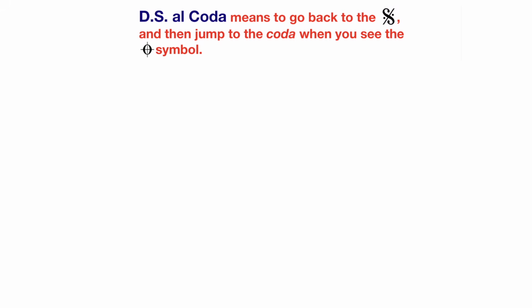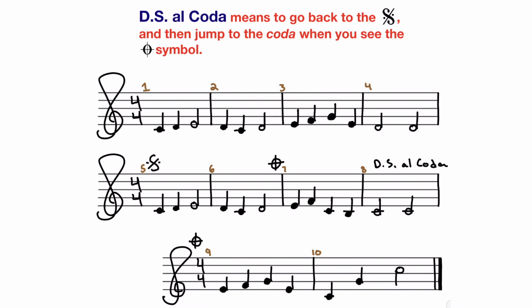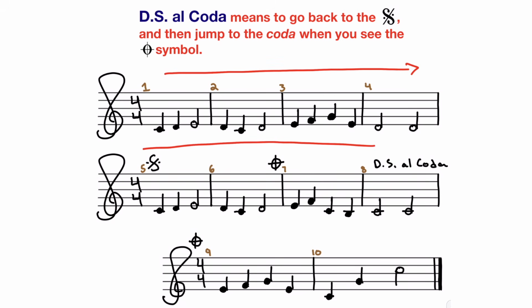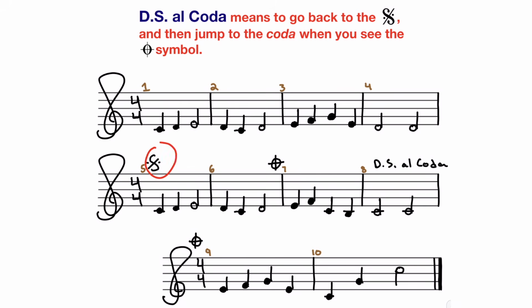Finally, we can combine the segno and the coda to help us get a little creative. DS al Coda means to go back to the segno, or the sign, and then jump to the coda when you see the coda symbol. So, as usual, we'll wait for our instruction first. We'll play all the way until we get an instruction. And here it is, DS al Coda, back to the sign, and then play to the coda.